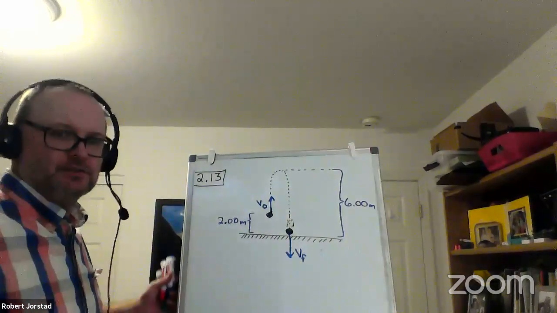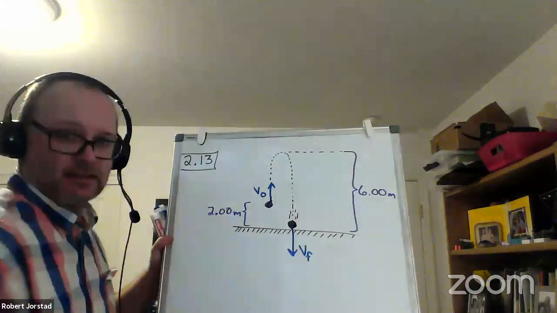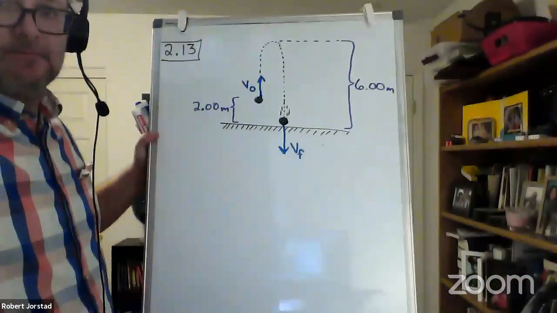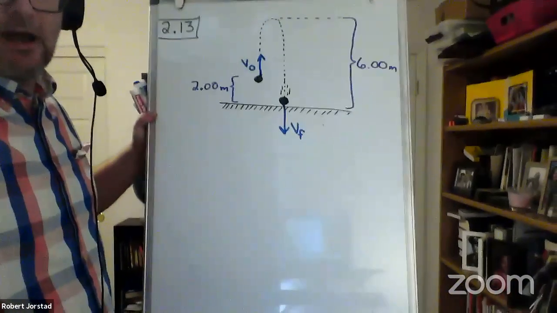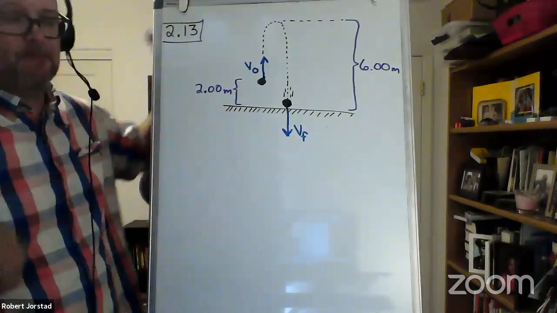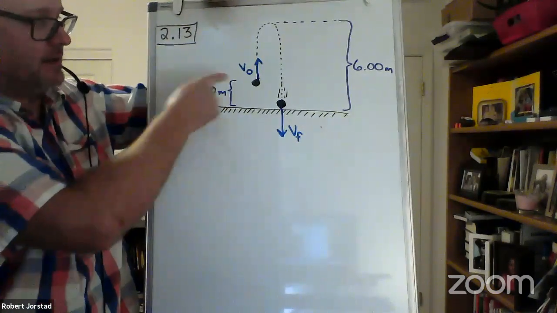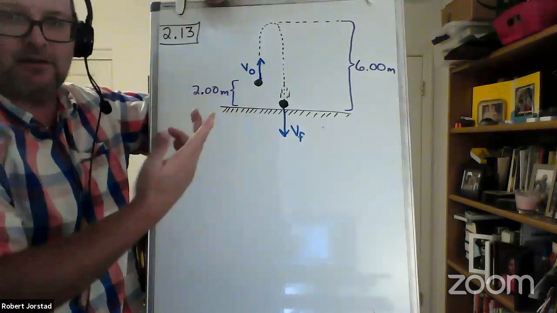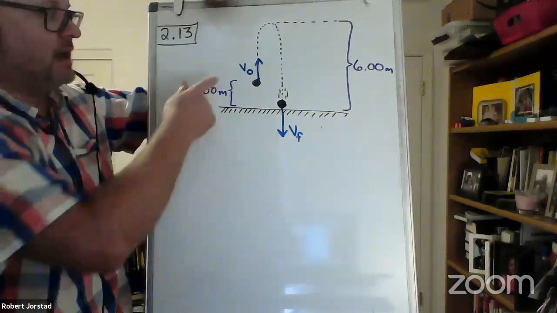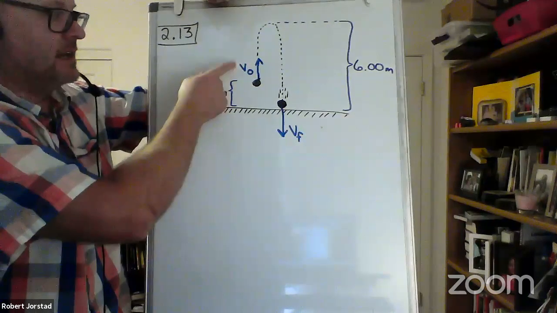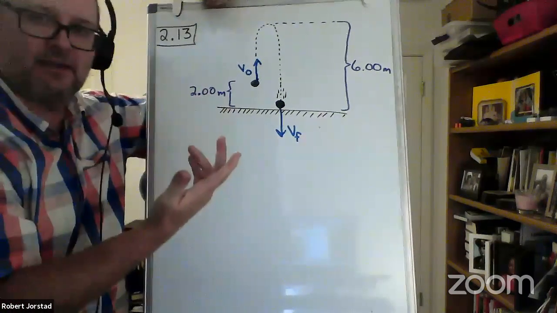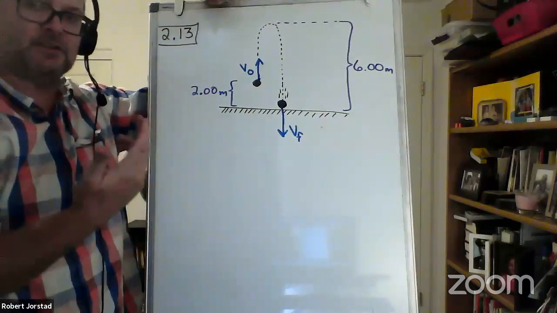So hopefully you drew something a little bit like this. This is how I view this problem. I see that this thing starts 2 meters off the ground. It gets thrown upwards, so I drew a little arrow. Maybe you didn't do that, that's fine. I just called this V0. I didn't see any numbers, so I gave it a name. That way I could refer to it easily.